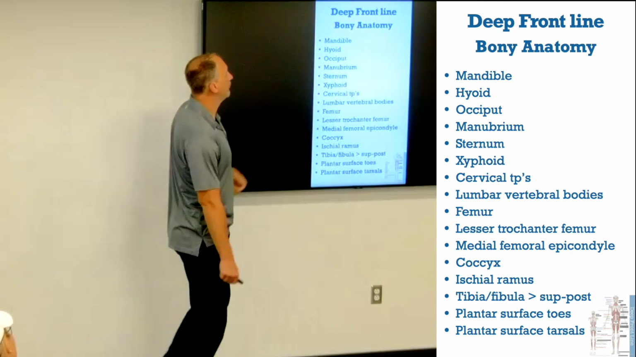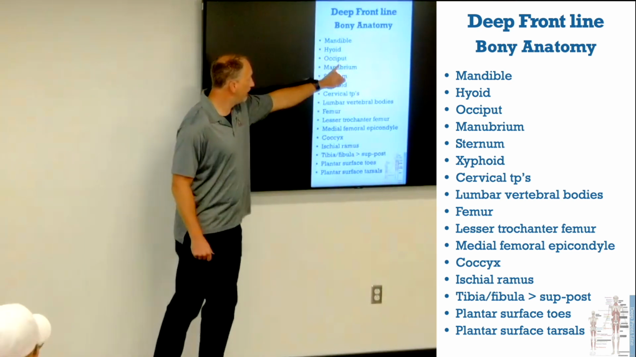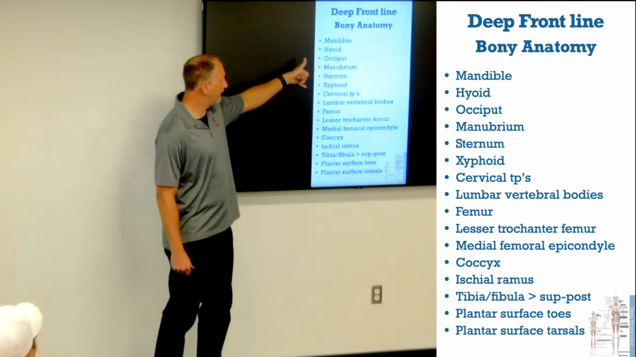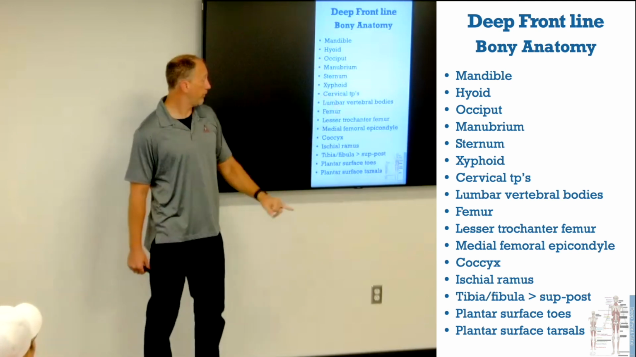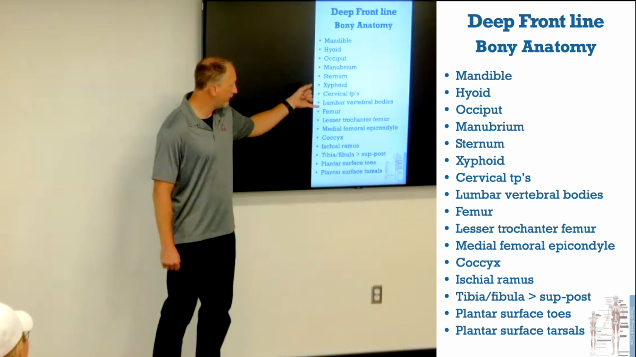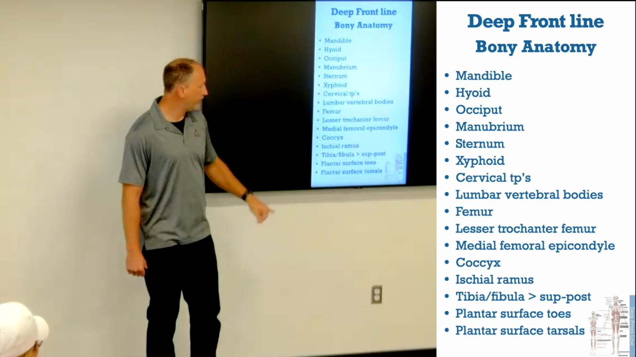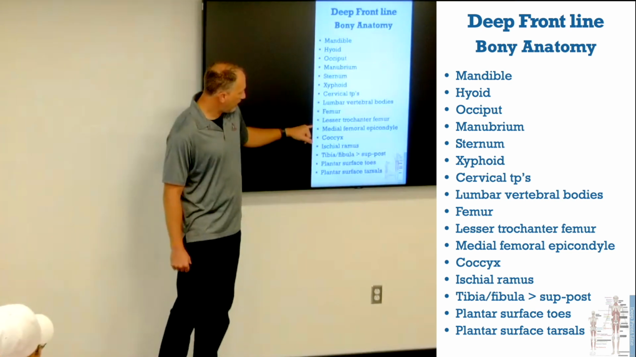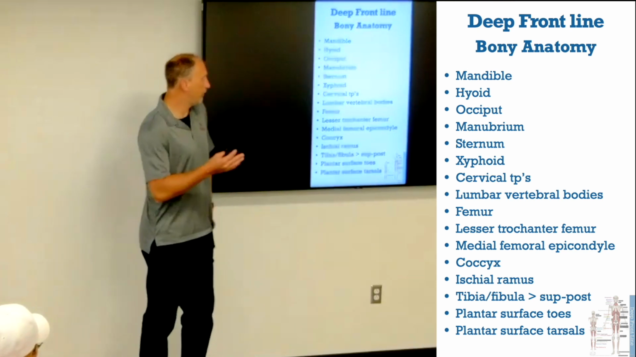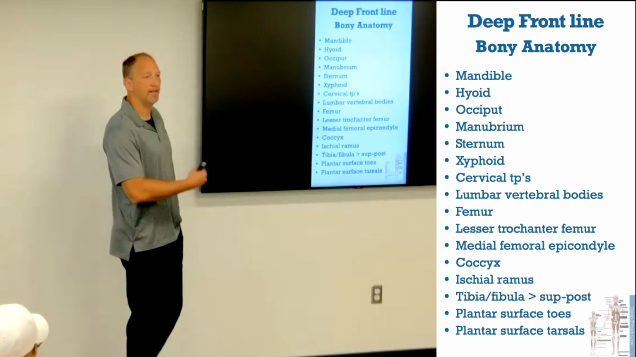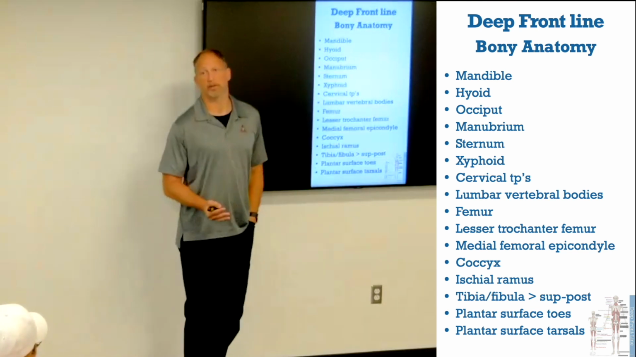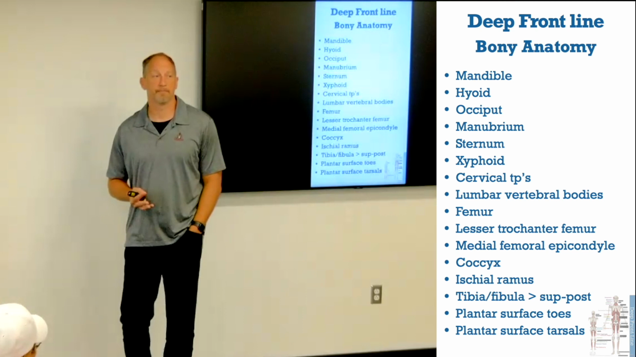From a bony anatomy standpoint, we go from the jaw to the hyoid, the base of the skull, the manubrium, the sternum, and the xiphoid, the transverse processes of the cervical vertebrae, the lumbar vertebral bodies, as well as the transverse processes of the lumbar vertebrae, down to the femur, lesser trochanter of the femur, medial femoral condyle, the coccyx, the ischial ramus, all the way down to the superior posterior aspect of the tibia and the fibula, and then down to the bottom of the foot, plantar surface of the tarsals, plantar surface of the toes. We don't include the calcaneus, we don't include the talus.